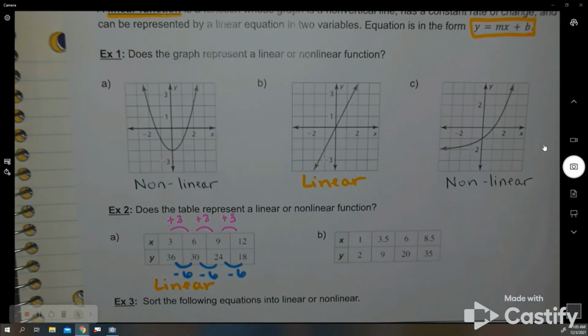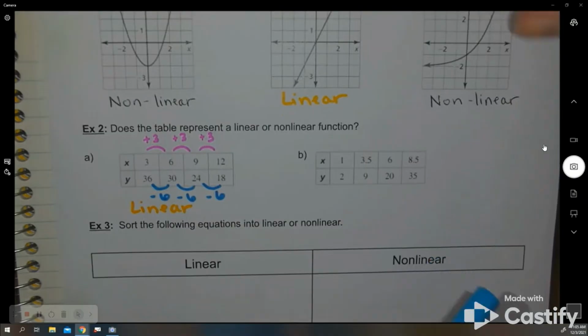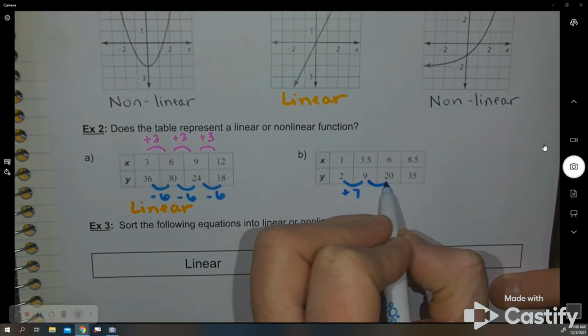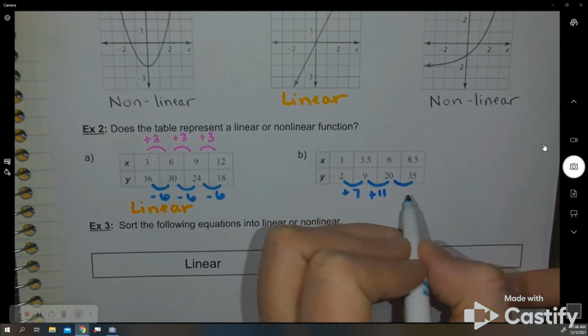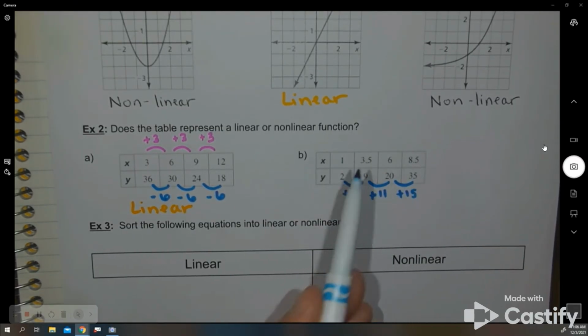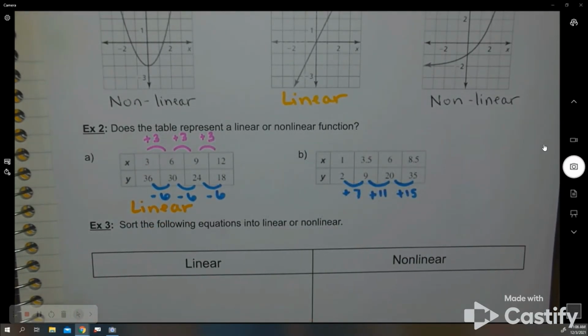Now we're going to check out the second example. So part B, let's look at our y values here. From 2 to 9, we're going up 7. From 9 to 20, we're going up 11. And from 20 to 35, we're going up 15. At first glance, it looks like they might not be linear. However, remember, it's not just about how these are changing. It's about the fractions that we make simplifying to the same thing.